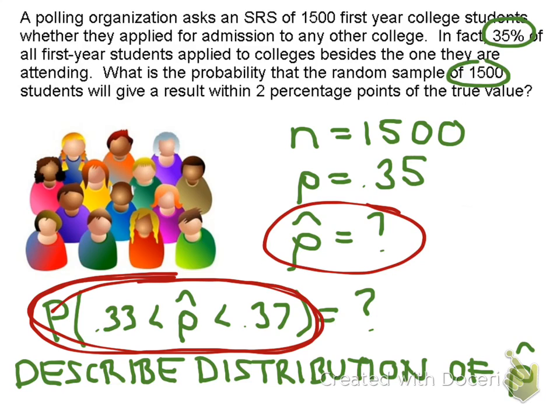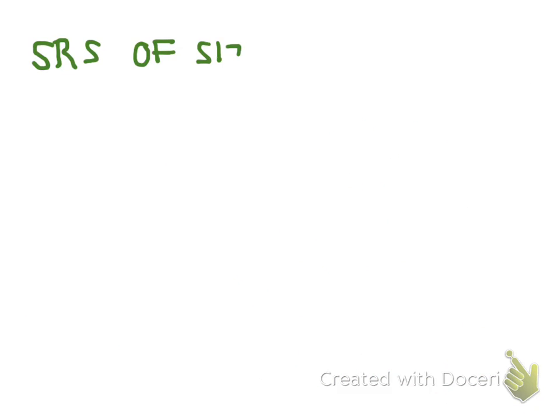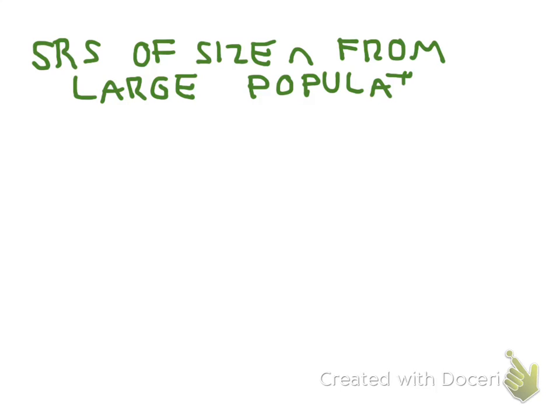So for this problem, we need to know the sampling distribution of p-hat. So now we're going to look at the mathematical procedures for looking at the distribution of p-hat. So first of all, it's important to note that we have an SRS from a large population, and that's going to be needed for all of these problems. But just how large does the population need to be?